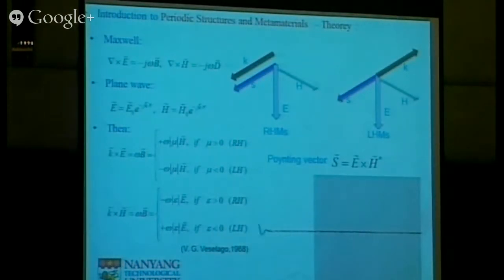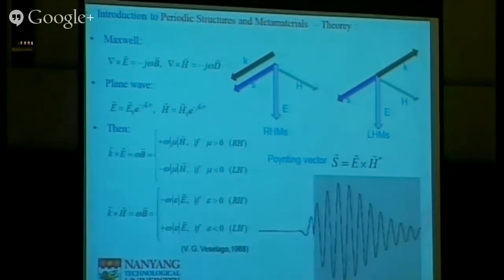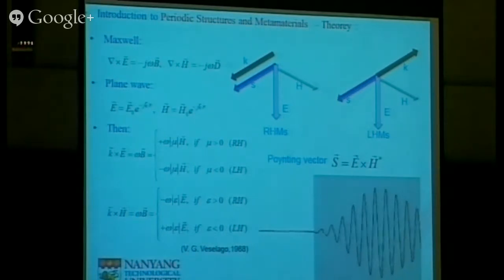This is right-handed and left-handed propagation. The conventional right-handed propagation is what we have been using for so many decades. For the left-handed one, as I explained here, it's a kind of left-handed rotation. The propagation vector is still in this positive direction, and your energy flow is in this direction. This is the K vector and this is the propagation vector. So that is referred to as a left-handed metamaterial.